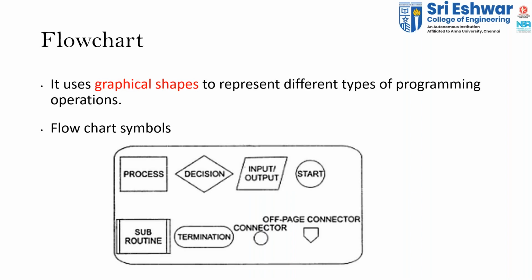And also we are going to explain the assembly language program with the help of a flowchart. As with a C program or C++ program, here also we have a flowchart. It is nothing but graphical shapes to represent different types of programming operations. Here you have process, decision, input output, start, subroutine, termination, connector, and off page connector. These are some symbols we are going to use in assembly language programs. This is a very easy graphical representation of your program.